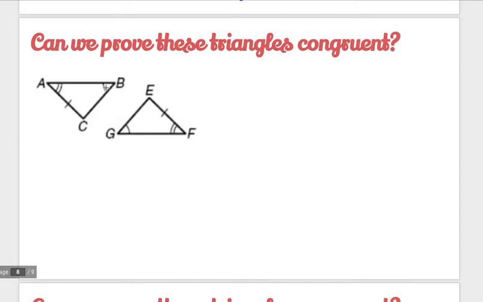First I noticed there is one curve mark here, so that indicates angle B is congruent to angle G. That's the first one. And also, we have another angle. Angle A is congruent to angle F, based on the labels, two curve marks here. And also, I have side AC congruent to EF, right? So EF here, they are also congruent.